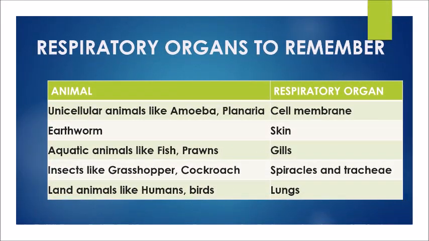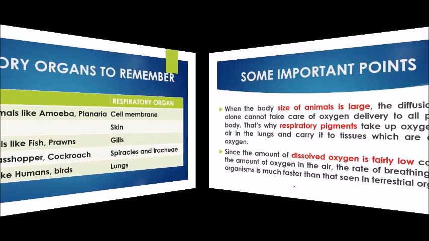These are other respiratory organs to remember apart from lungs already. So you need to know, of course, in amoeba or planaria, unicellular organisms, it is the cell membrane that is the respiratory organ. For earthworm, it is skin. Aquatic animals, it is gills. Insects, of course, it is spiracles, and even trachea for that matter. They have both of that. So this is something you need to remember.